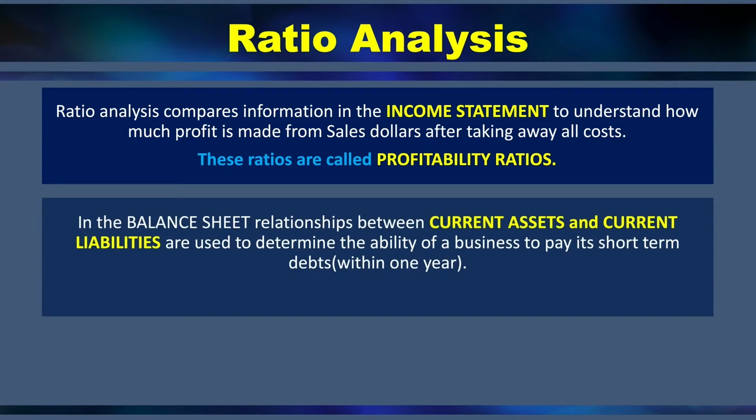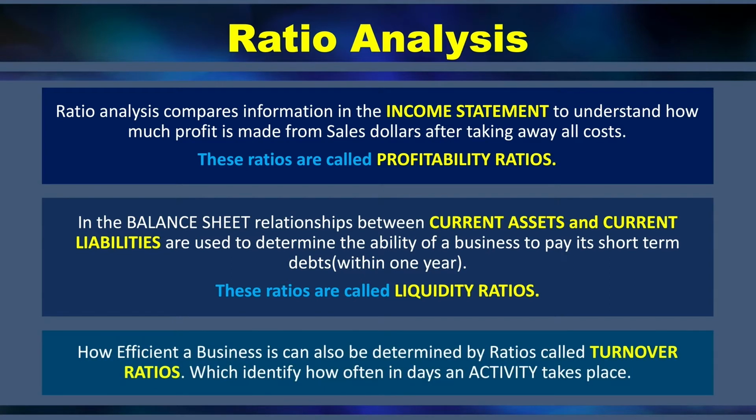In the balance sheet, relationships between current assets and current liabilities are used to determine the ability of a business to pay its short-term debts within a year. These ratios are called liquidity ratios. How efficient a business is can also be determined by ratios called turnover ratios. These ratios identify how often in days an activity takes place.